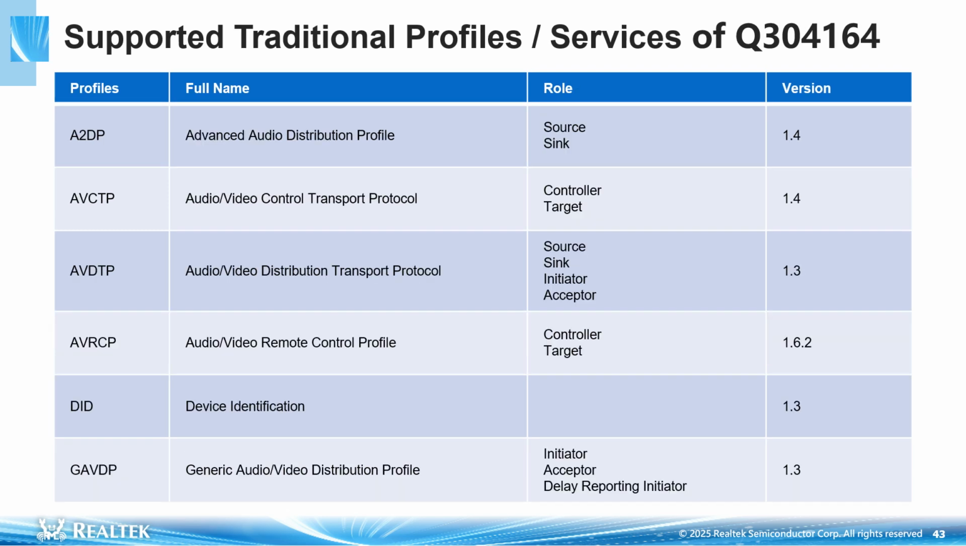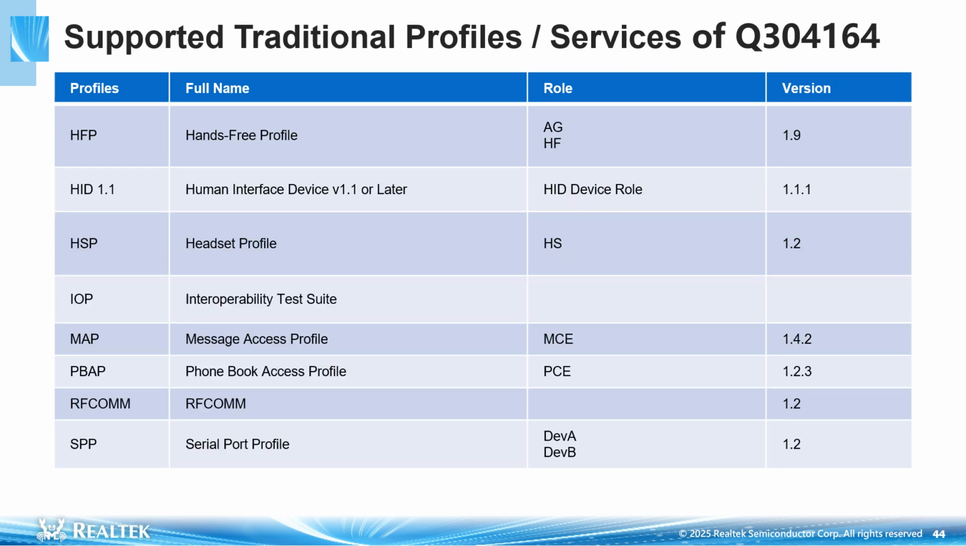This is the supported traditional profiles and services table of Q304164, including A2DP, AVCTP, AVDTP, AVRCP, DID, GAVDP, HFP, HID 1.1, HSP, IOP, MAP, PBAP, RFCOMM, and SPP.